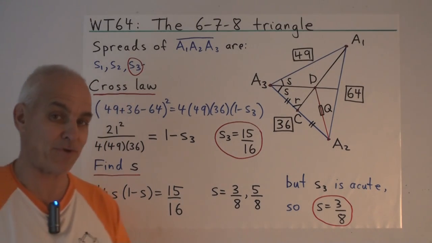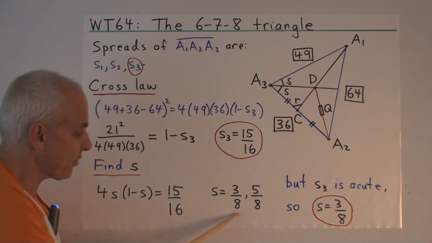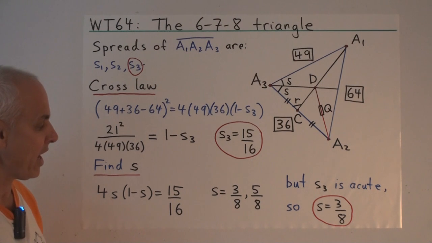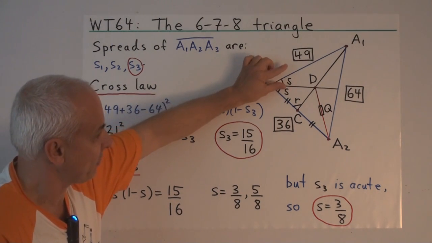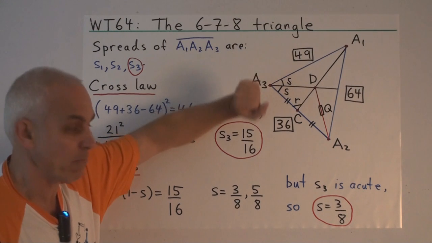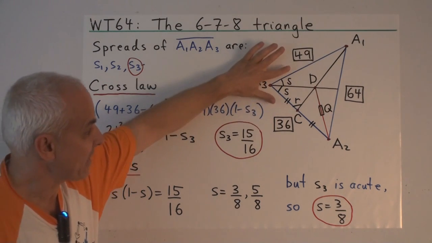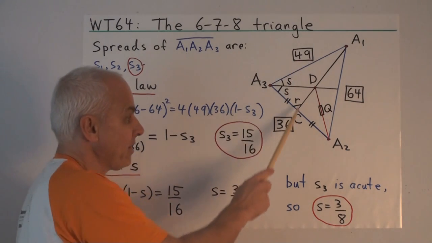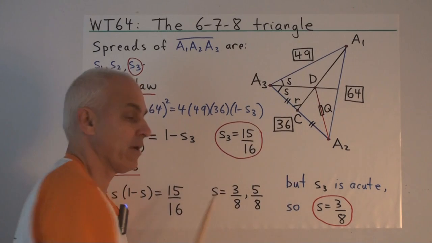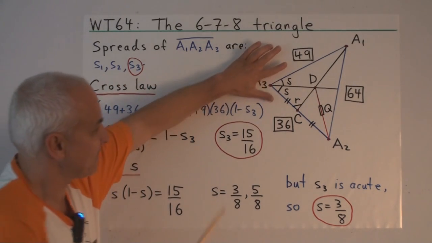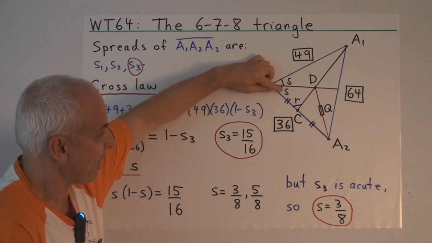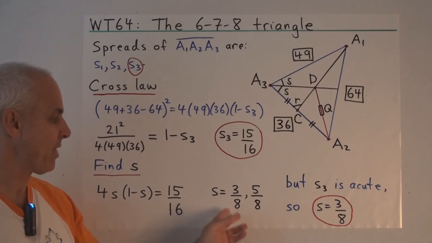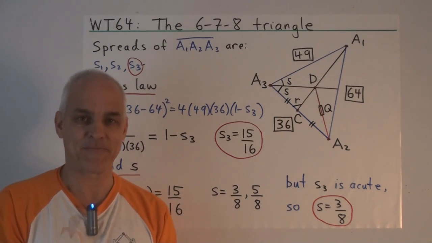And then you have to choose which one of those two you're going to take. And we're going to take 3/8 because 5/8 is bigger than a half. And if this was bigger than a half and this was bigger than a half, then the whole spread there would be obtuse. But it's actually acute. That spread is acute, and we know that because 49 plus 36 is bigger than 64. That means that sector is an acute sector, and so that spread there must be less than a half. A half is like 45 degrees. So now we have the spread S, which is 3/8.